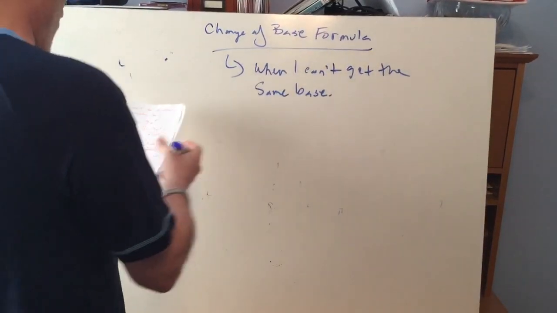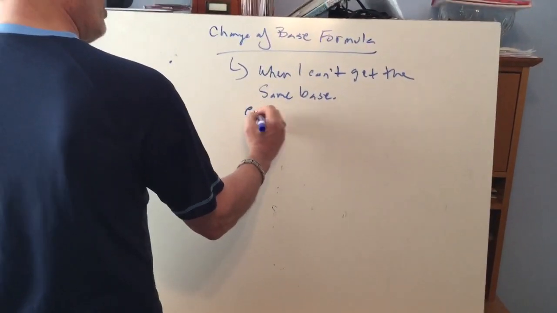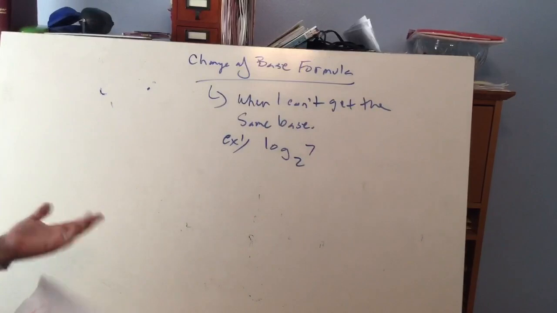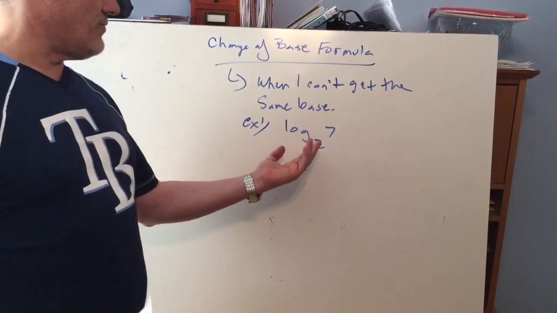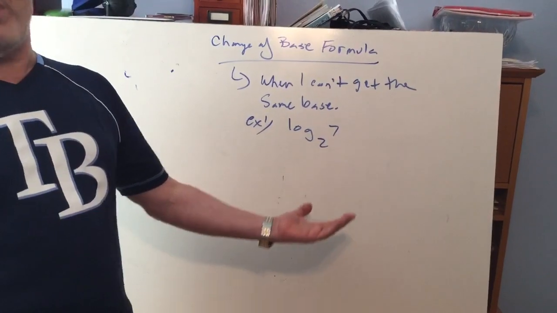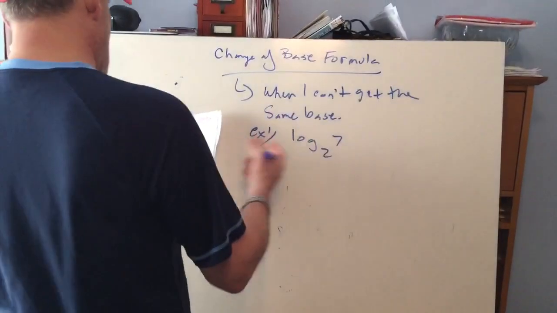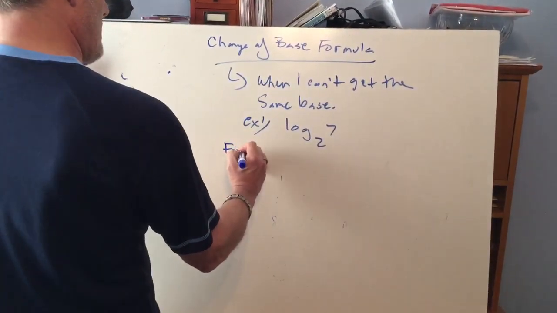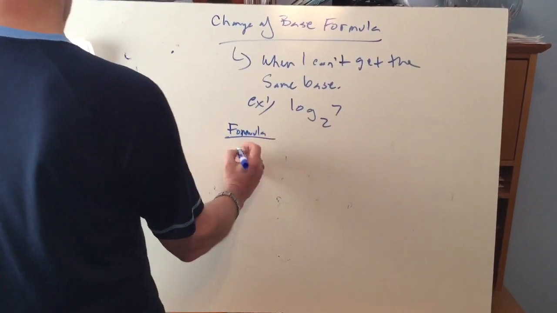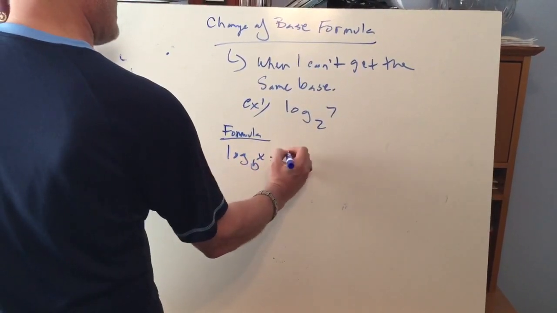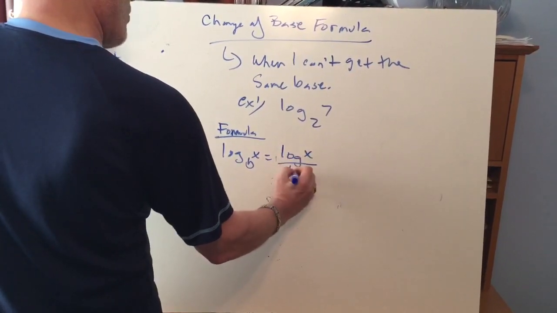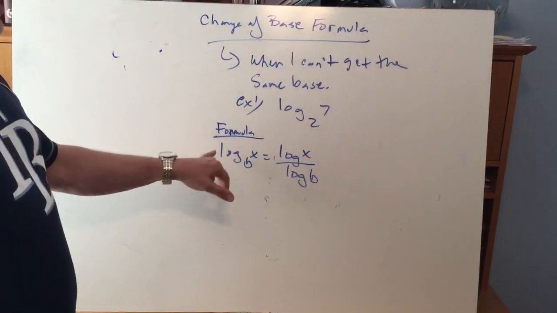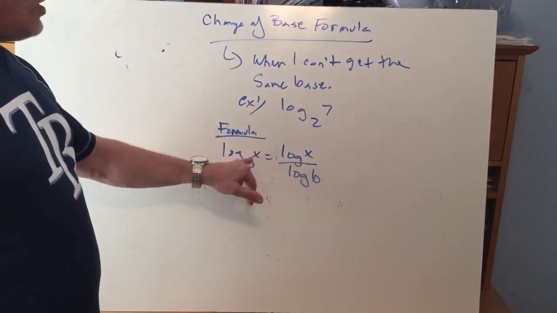For example, example 1, class: solve log base 2 of 7. You're like, well, Mr. Mastella, there's no way I can get the base of 2 with the number 7. Obviously, you can't. So we teach you the change of base formula, which is very easy. Your formula is log base b of x equals the log of x divided by the log of b. A good way to memorize it is: the upper divided by the lower.